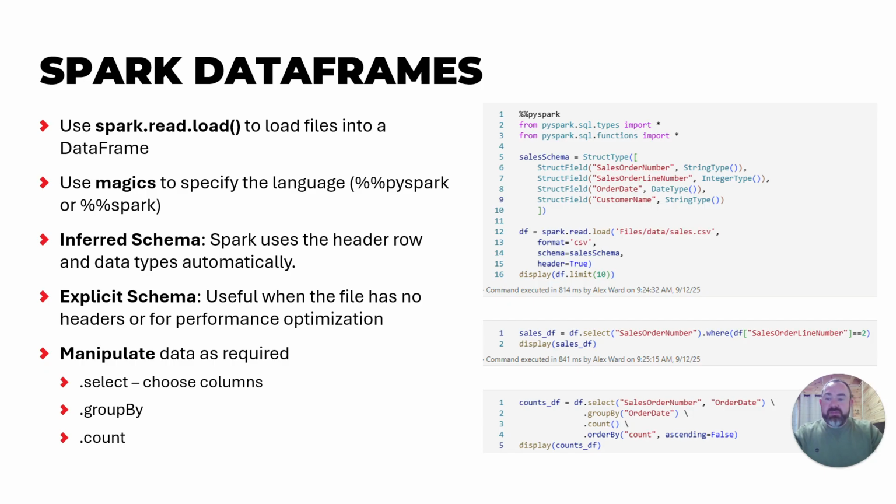Spark data frames. Use spark.read.load to load files into a data frame. Use magics to specify the language. So these here with percentages around are called magics, and they will tell the cell what language we're going to use, whether that's PySpark or SQL. The inferred schema: Spark uses the header row and data types automatically. Explicit schema: this is useful when the file has no headers or for performance optimization.